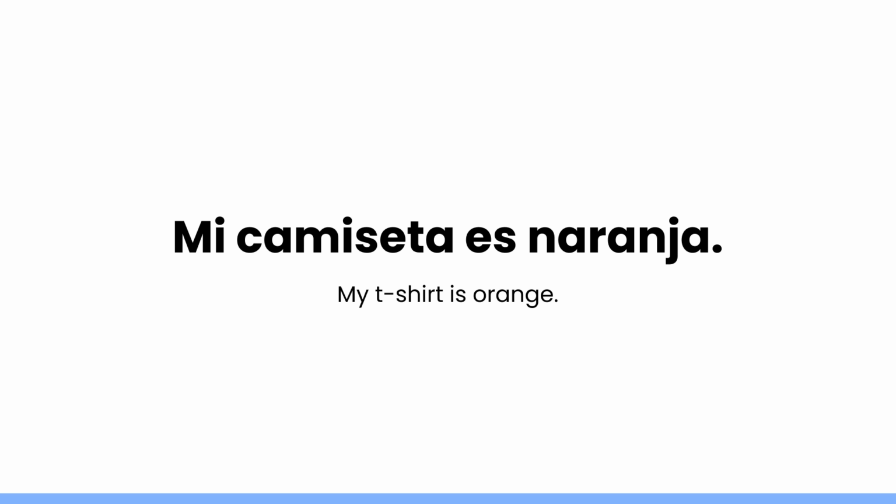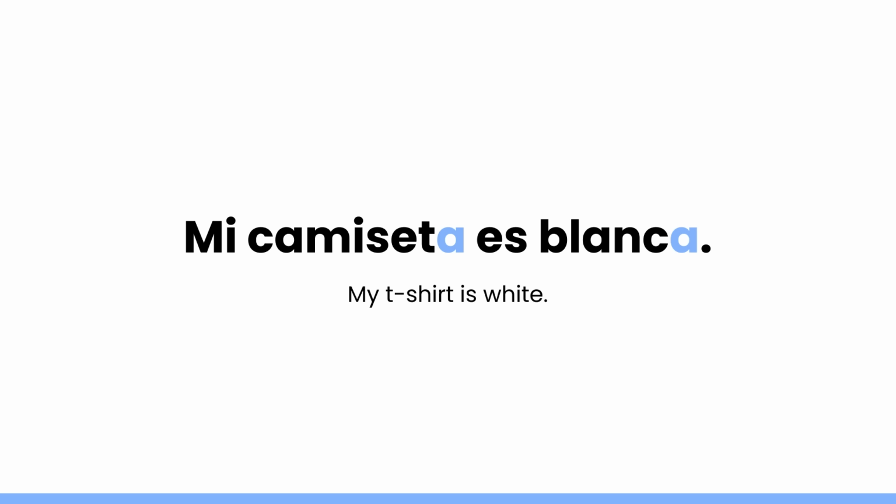Alright, so let's move on to the next phrase. You've just asked someone what the color of their t-shirt is, so they might answer something like, my t-shirt is orange. Mi camiseta es naranja. Notice here that we are ending it with an A because camiseta is a feminine word. So if we say blanca, for example, which means white, then we also need to correctly conjugate that. So not blanco, but blanca. Camiseta blanca, camiseta naranja, and so forth.